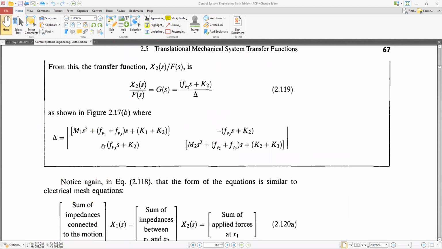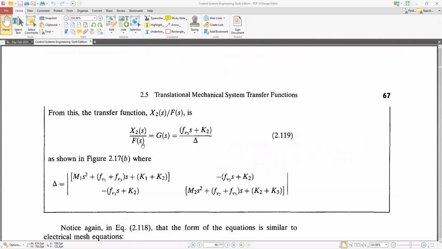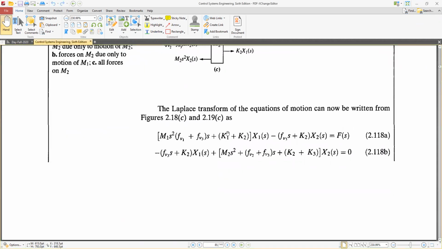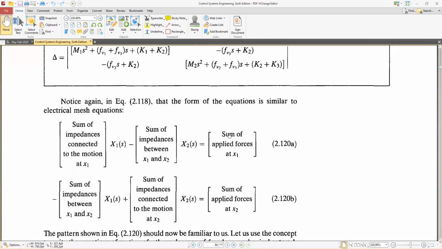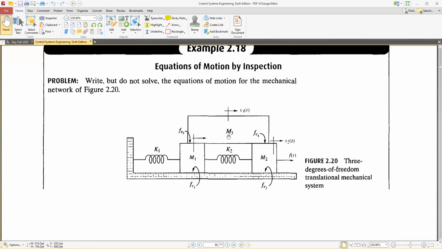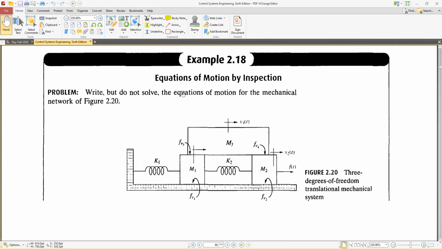And what is the delta? When you consider the delta, write this coefficient, this coefficient, this coefficient, and this coefficient, and now multiply. If you multiply it, it would be more difficult for you, so just skip it for the time being. Similarly, another example is the equations of motion by inspection. Write but do not solve the equations.